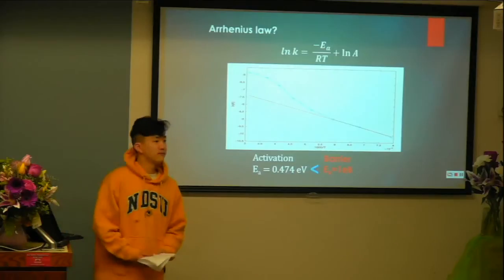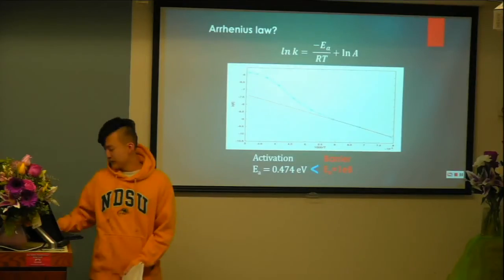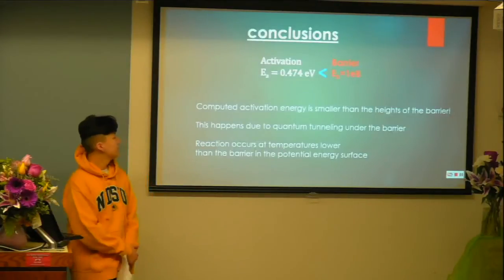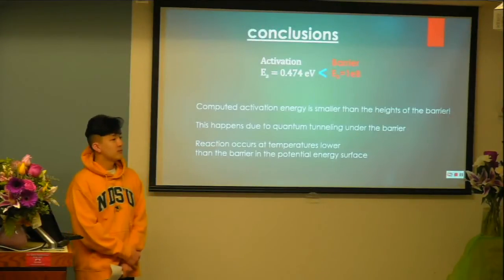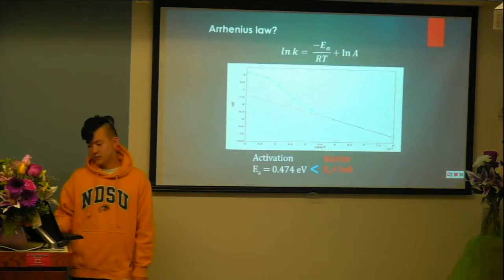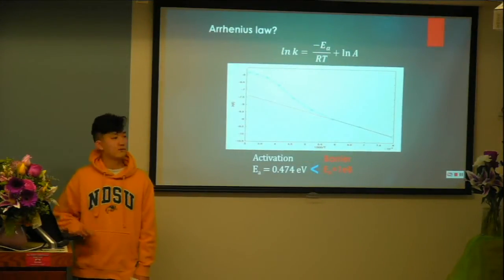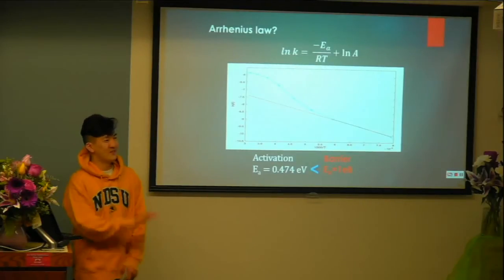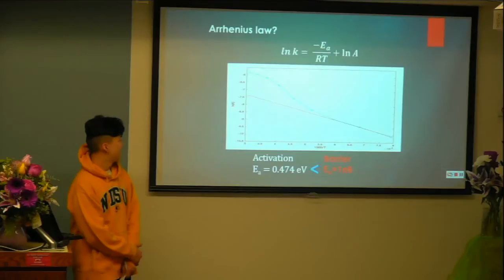Thank you. The presentation is open for discussion and questions. So the barrier is 1 eV? What is EB? It's probably a typo. It's eV, right? Okay. All right. More questions?